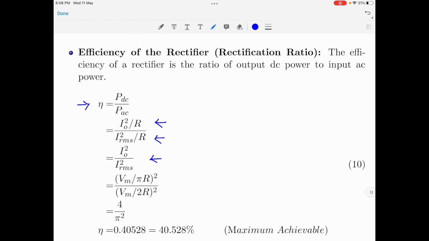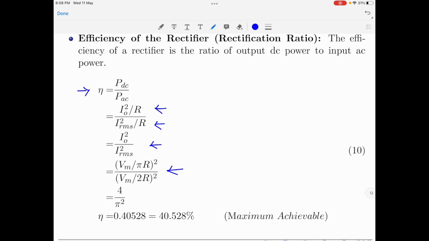We have previously found the values for I0 as well as IRMS, and these values are substituted in this particular step. After simplifying, you will obtain the rectification efficiency to be 4 divided by pi square, which simplifies to 0.40528 or simply 40.528%. Please note, this is the maximum achievable rectification ratio for the half wave rectifier.